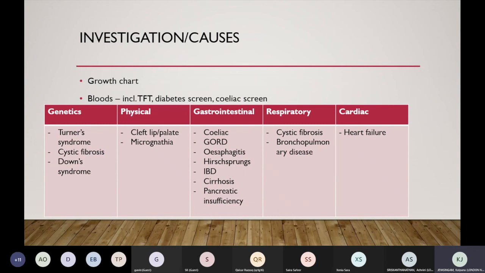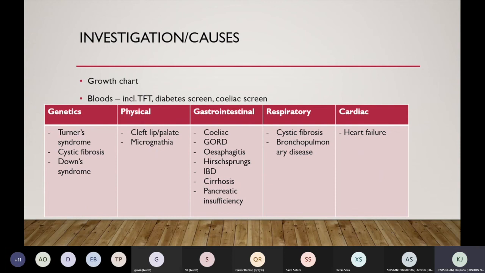Okay, or is it respiratory? Generally they have a chronic respiratory condition, so therefore they're at risk of recurrent infections and generally being tired and may need more calories. An example of a respiratory condition that can cause failure to thrive is cystic fibrosis, bronchopulmonary disease.